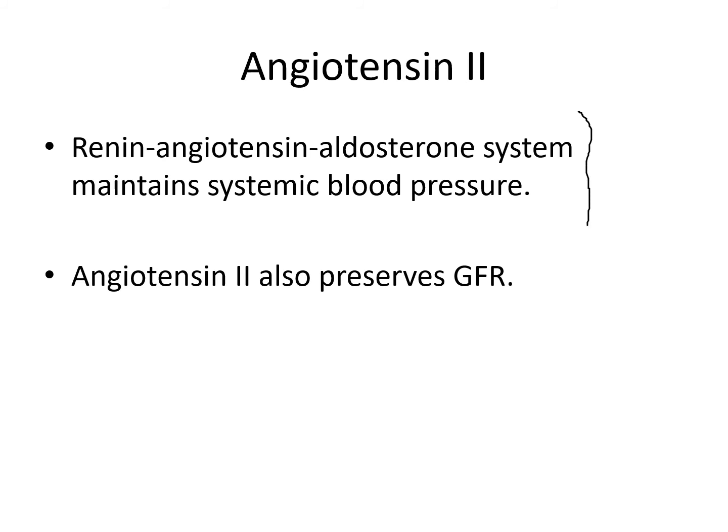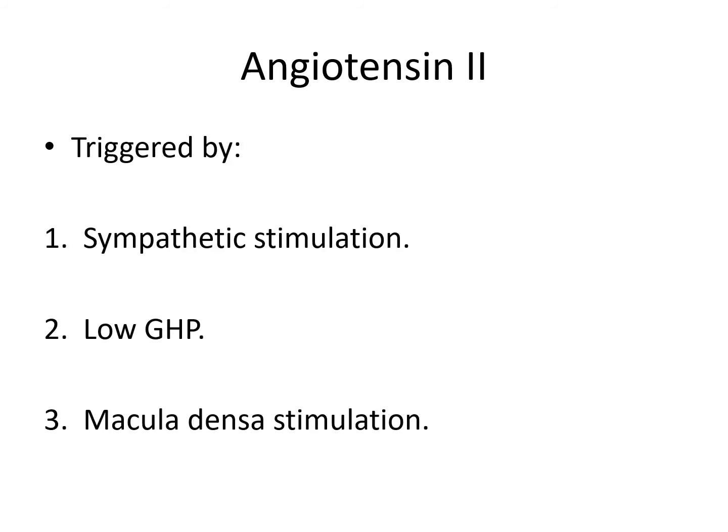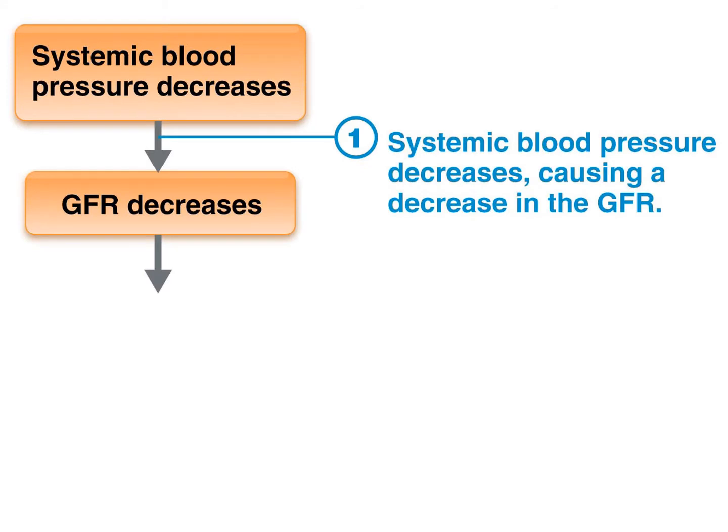Now, one of the additional effects of angiotensin II is to also preserve glomerular filtration rate. Okay, angiotensin II is triggered by several factors: sympathetic stimulation, low glomerular hydrostatic pressure, and also macula densa stimulation. So these three factors will increase angiotensin II levels. Okay, so if systemic blood pressure decreases, this causes a decrease in the glomerular filtration rate.